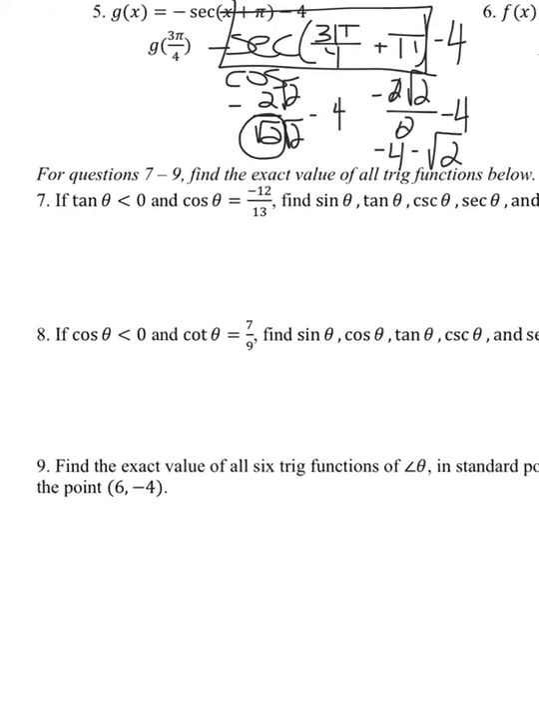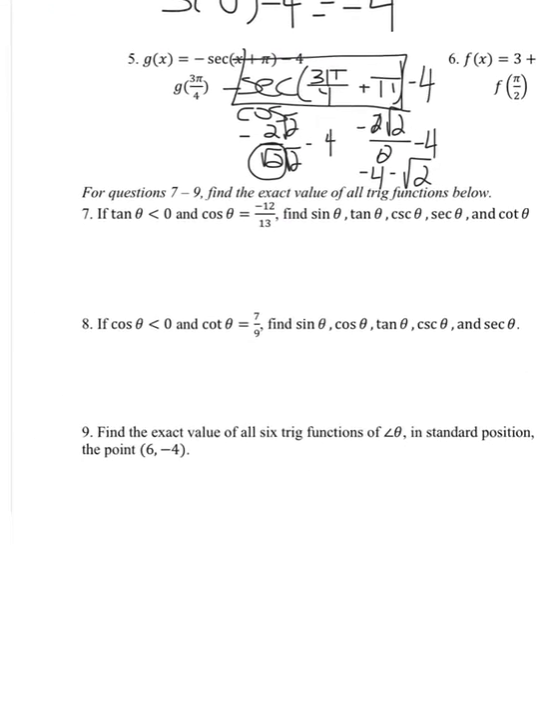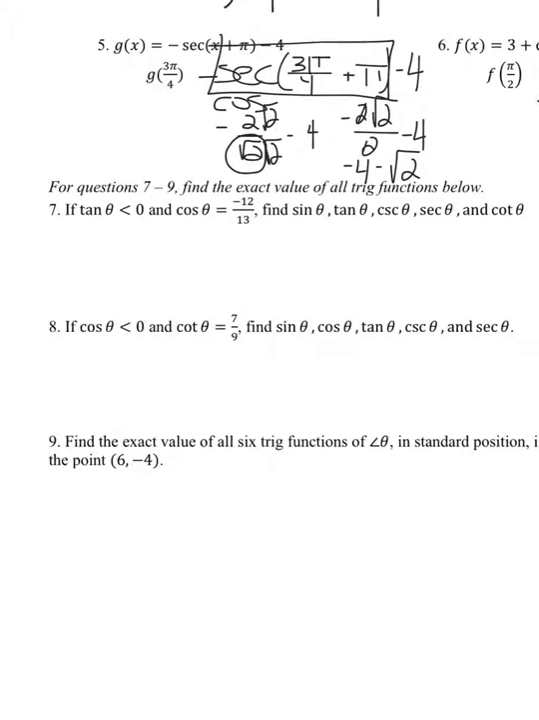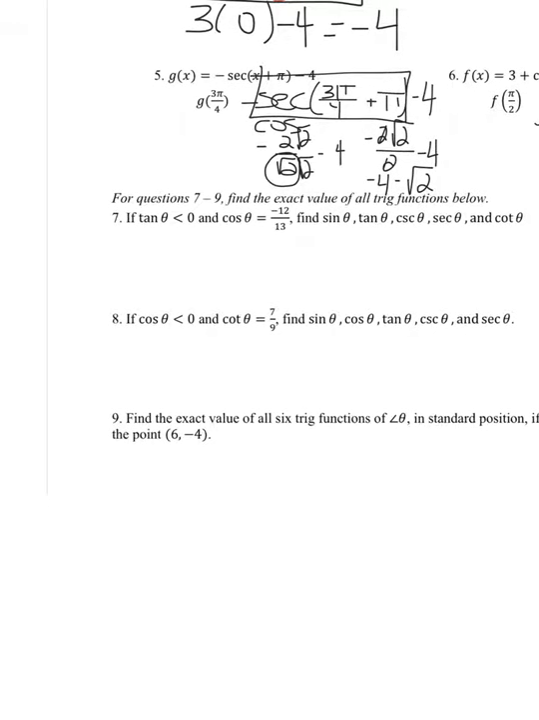Number 7 through 9. These are those long questions that we were doing right before we took that February break. So number 7, first let's figure out where we are. If the tangent of theta is less than 0, tangent of theta is negative in quadrants 2 and 4. Cosine of theta is negative in quadrants 3 and 2. So I'm in quadrant 2.